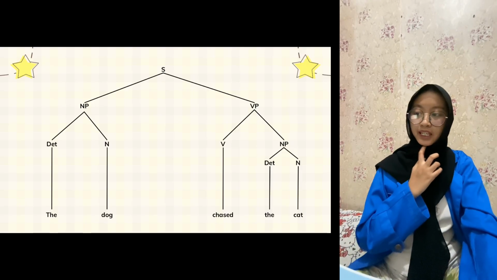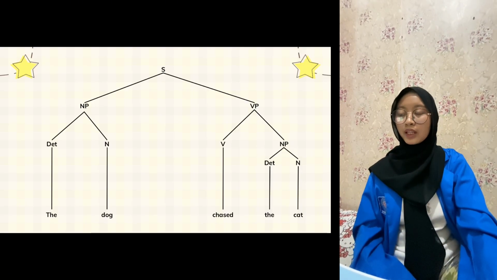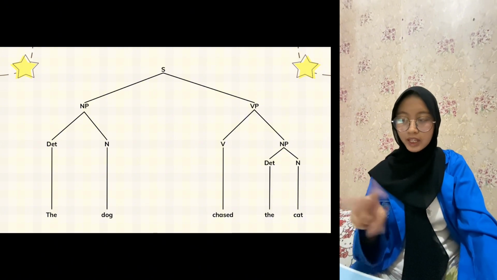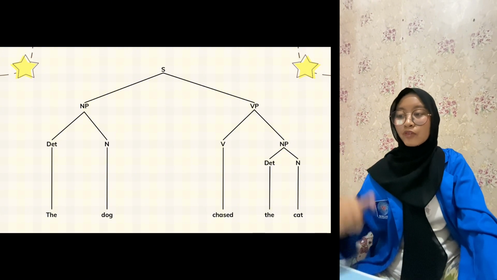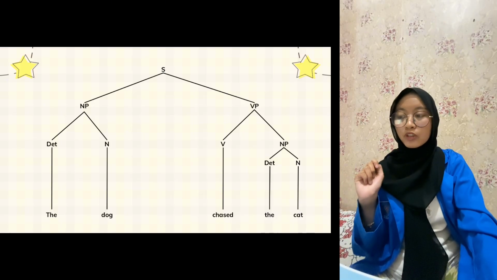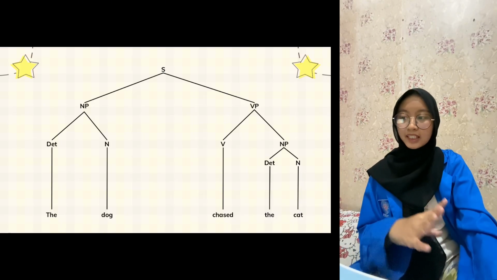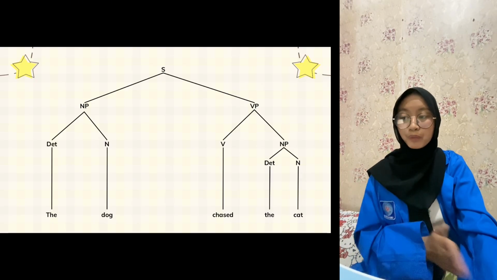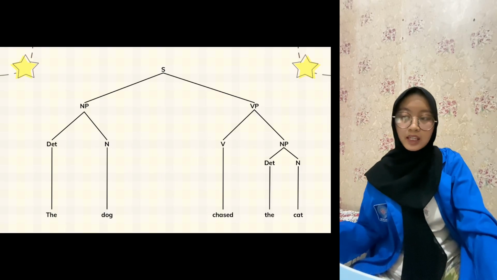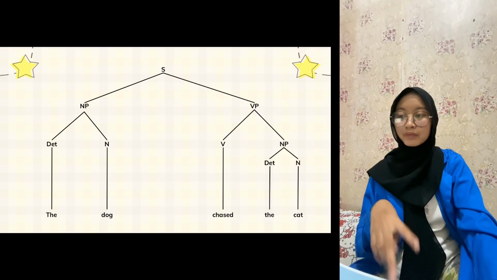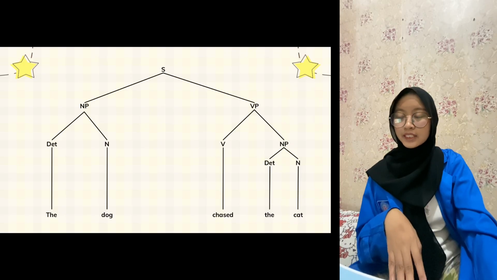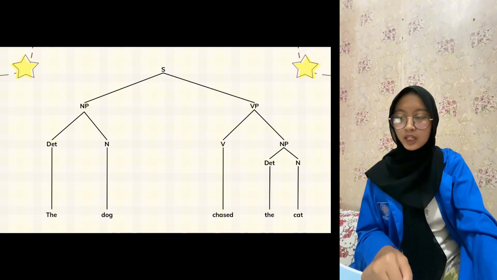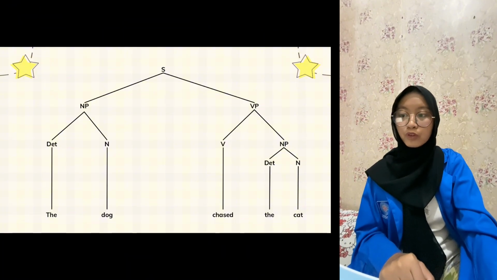In the VP section, inside the VP there is verb and NP. First is the verb. For the verb, we have chased, and for the NP we need to divide it into two again. There is determiner and noun. For determiner we have the word the, and for the noun we have the word cat.